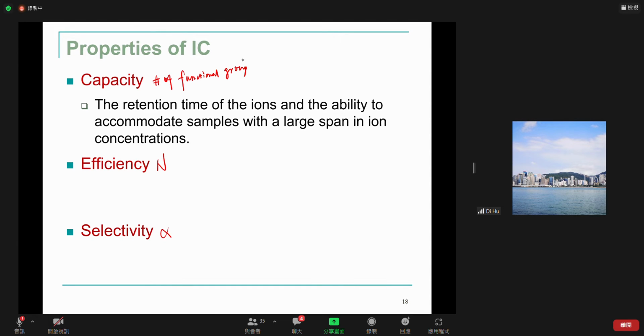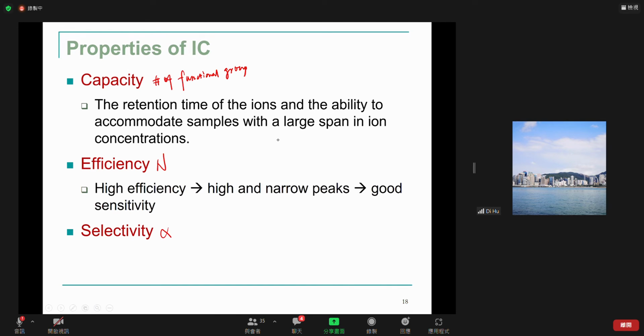For efficiency, you want to achieve high efficiency, a high N number, and because of that, high resolution. This one we already talked about. Resolution is proportional to the square root of N, and then you have better resolution, and a higher, narrower peak. Peak height is proportional to that one, and then you have good sensitivity.